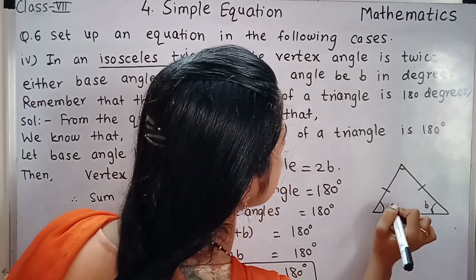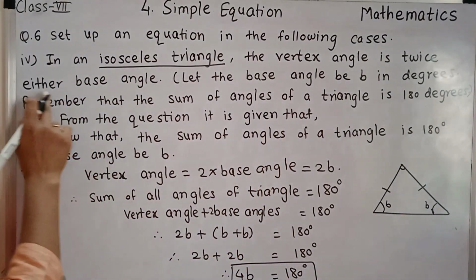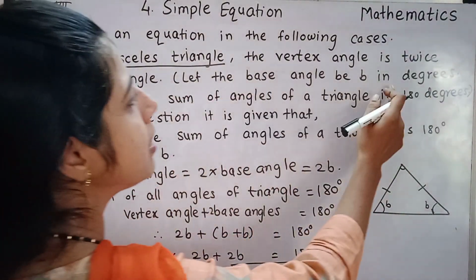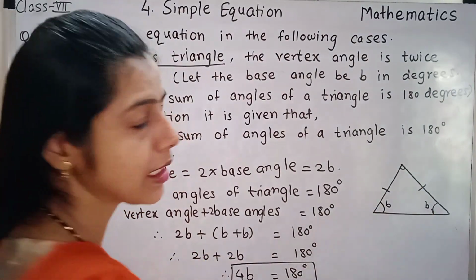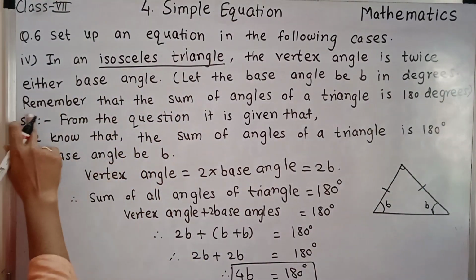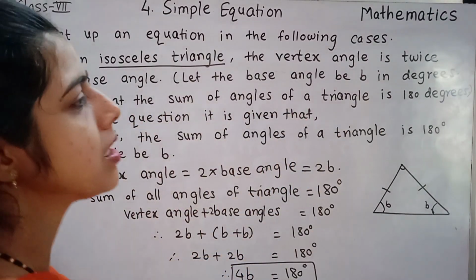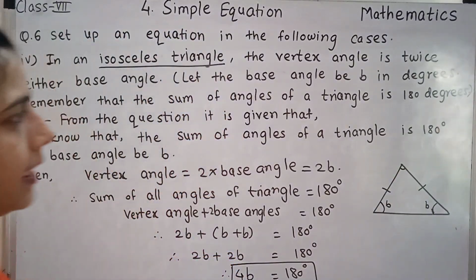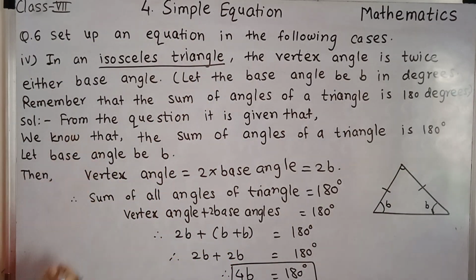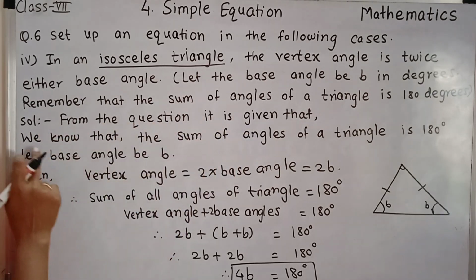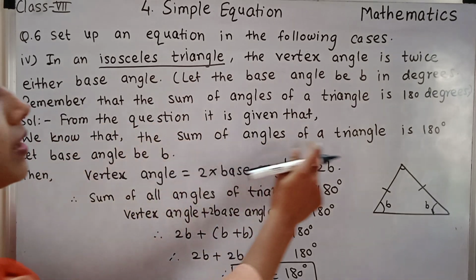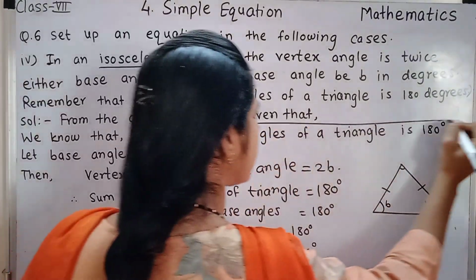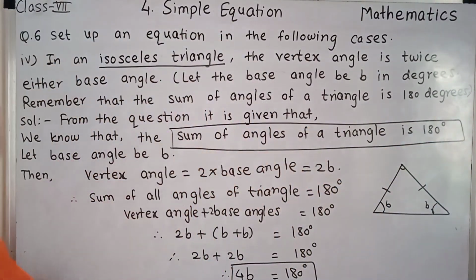Suppose I consider this angle B. Either base angle, let the base angle be B in degrees. So the base angle is B, as we are told to take B here. Remember that the sum of the angles of a triangle is 180 degrees. Okay, that was the basic solution. From the question, we know that the sum of the angles of the triangle is 180 degrees. This is the most important thing in this example. If you don't know this, you will not be able to solve this sum.